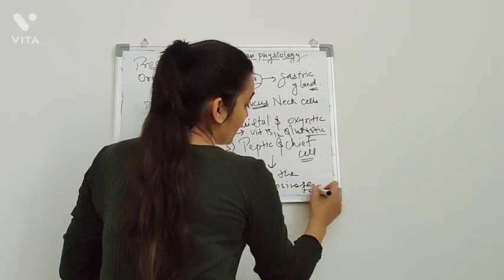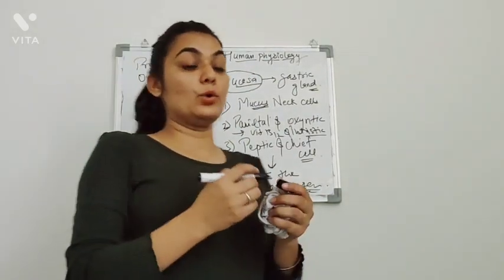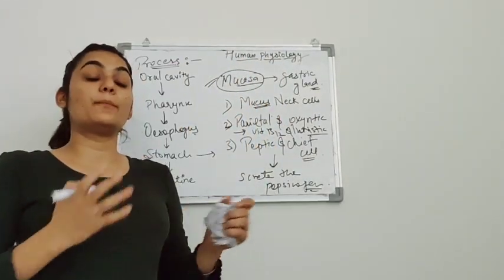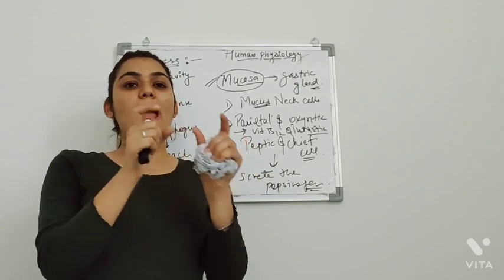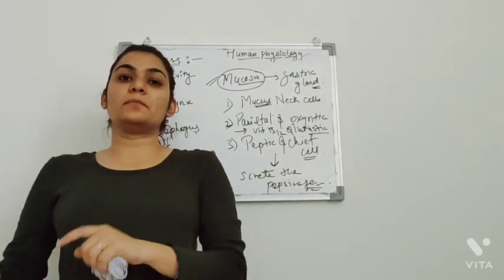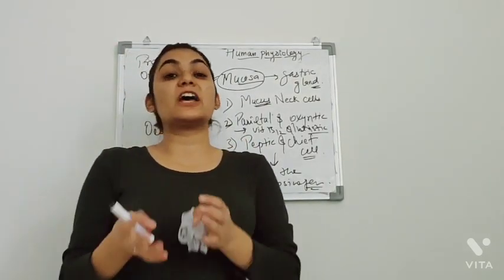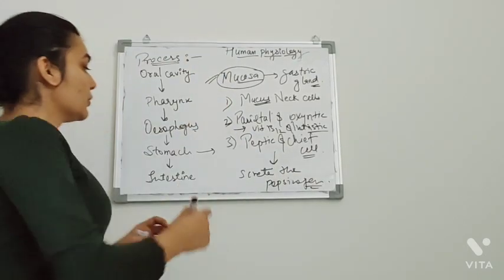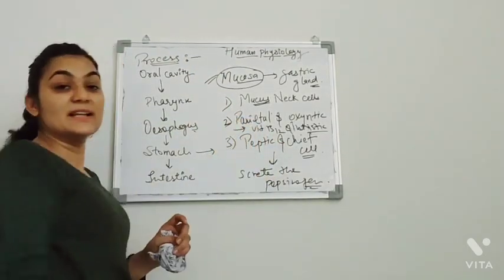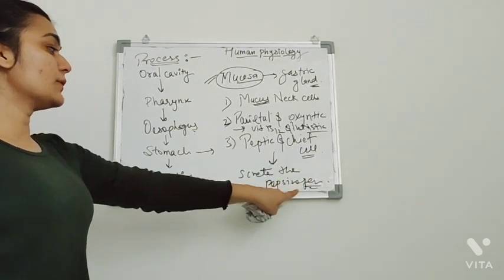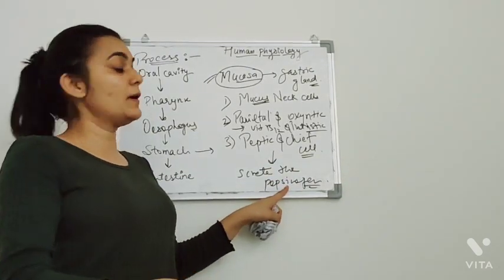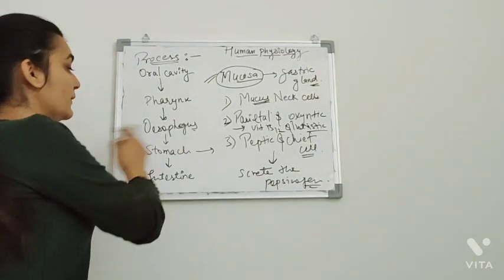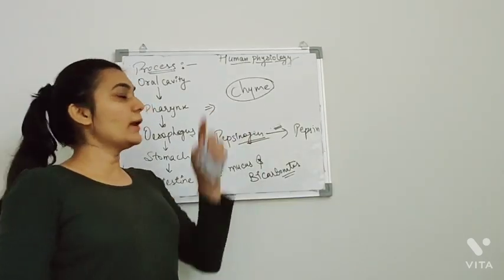pepsinogen, the pro-enzyme. The term pro and the term ogen are used for a pro-enzyme, which is the inactive form of the enzyme. So you can say the peptic cells help in the secretion of pepsinogen. This is the inactive form, and further it can be activated and help in digestion.